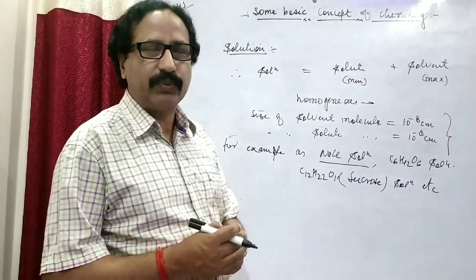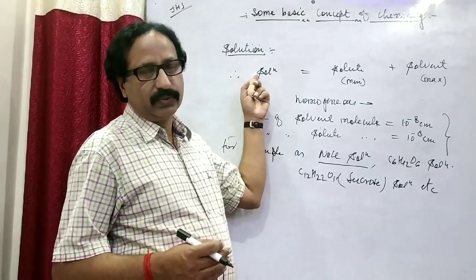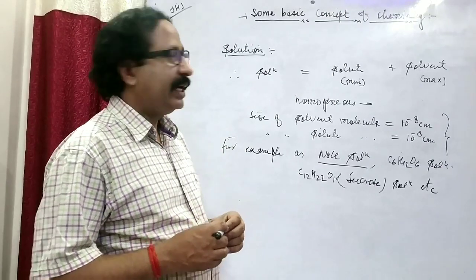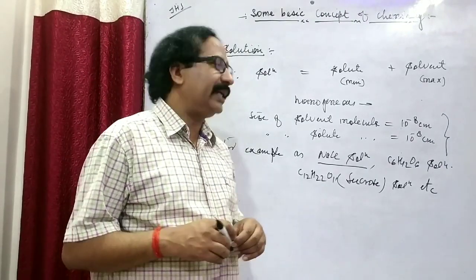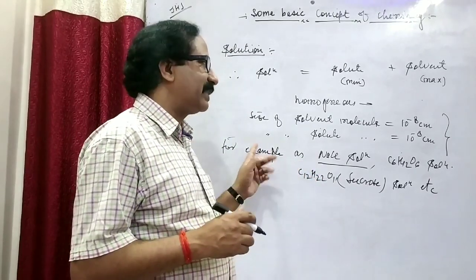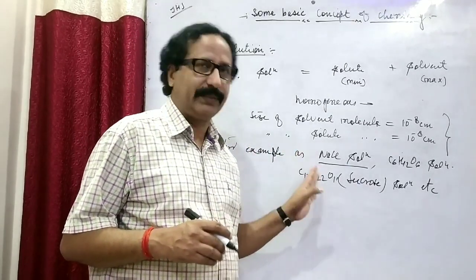I hope everyone has come to know about solution. Solution is a homogeneous mixture of solute and solvent. It is translucent. It can easily filter through parchment paper, but its precipitation is not possible.